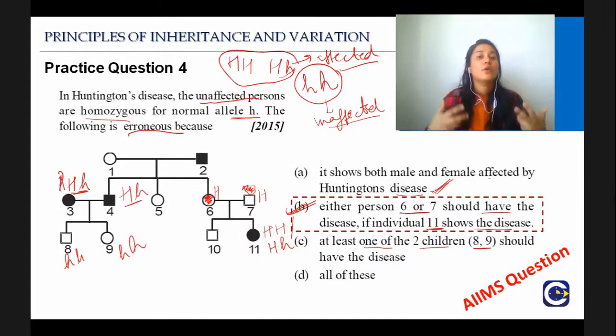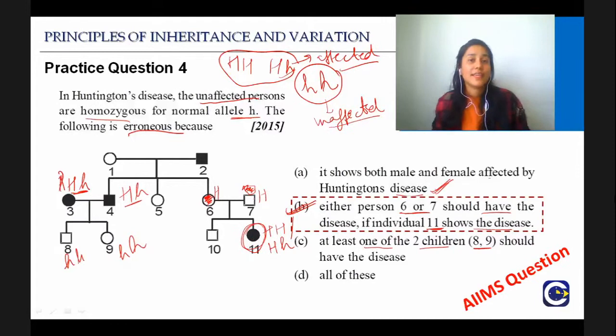Here it was that the following is erroneous. There is a problem here. You have to identify the problem, and they are already telling you the unaffected persons are homozygous for normal allele small h. So you already know it is a dominant disorder. And then when you read the option, either person 6 or 7 should have the disease. If individual 11 shows the disease, then this is the right answer, because if this individual is affected here, it cannot have normal parents in case of dominant disorder.